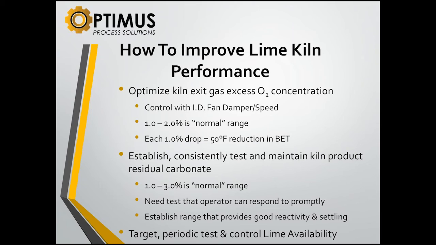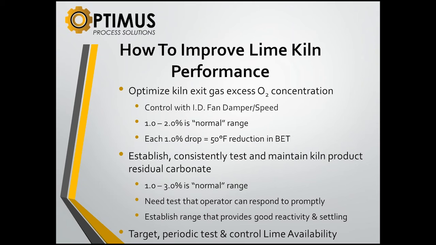For kilns that are firing non-condensable gases or other foul gases, it is common to have to run a slightly higher excess oxygen range to compensate for the variances in flow of these foul gases.